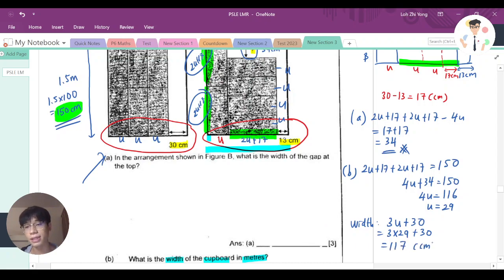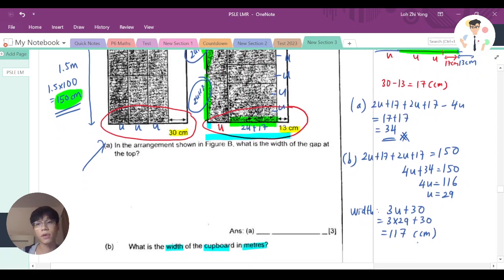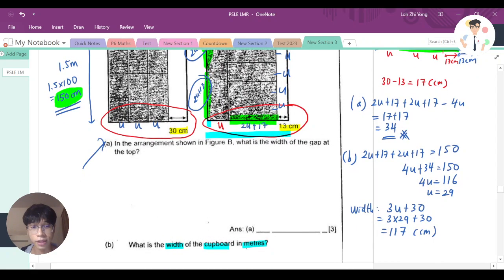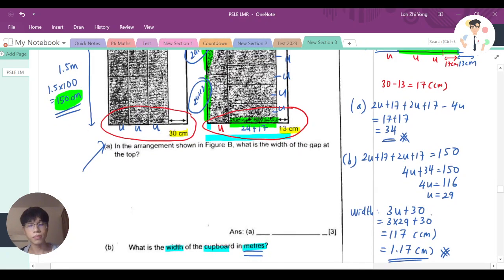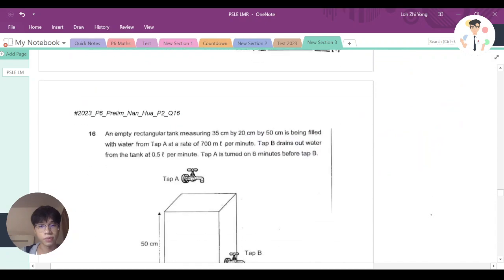And if you press on the calculator, 3 times 29 plus 30, you should be able to get 117 in cm. But of course, you must read the questions carefully. They are asking for meters. So 117 divided by 100, and that will be 1.17 meter. And you're done for our B. Okay? We are done for this question. So this is actually kind of a simple question, but you must be able to look at it carefully. Okay? Let's move on to our next question.